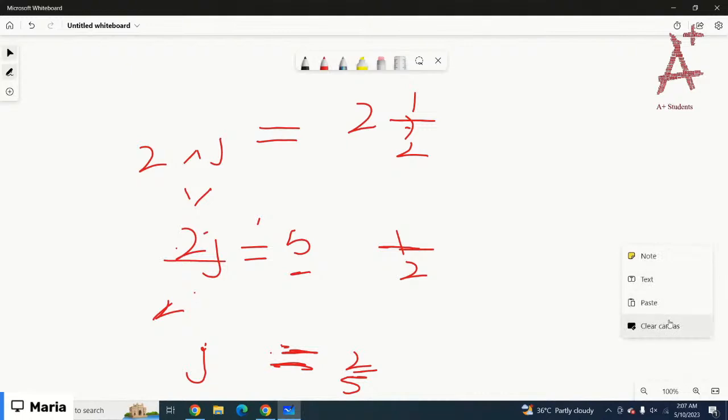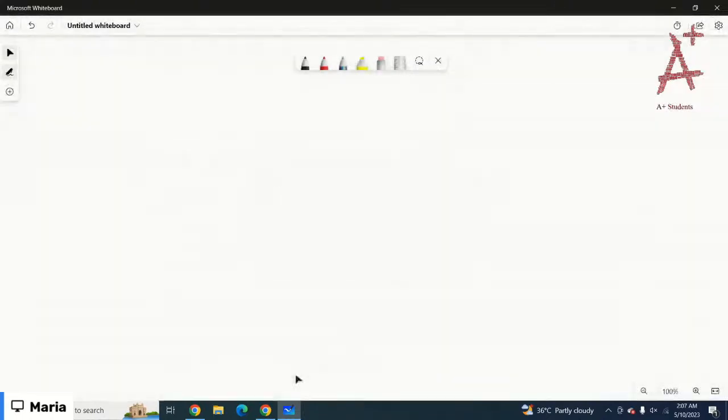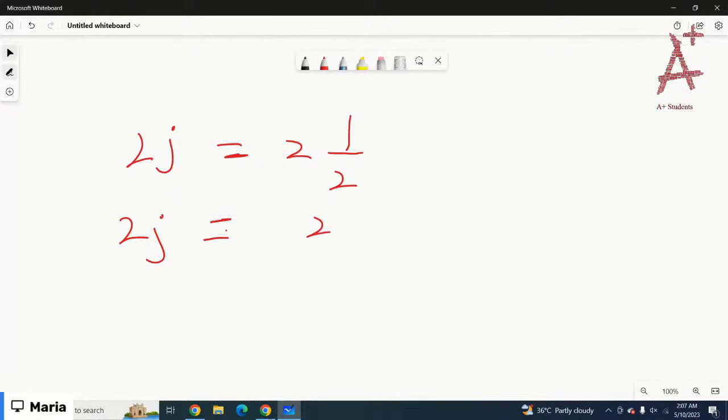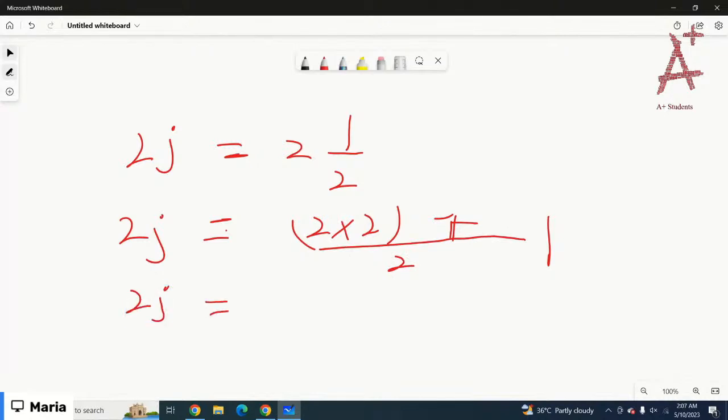Hold on, let me do it again. 2 times j equals 2 whole 1 over 2. So it would be 2j. When you multiply, it would be 2 times 2, and you have to add 1. Sorry, I made a mistake here. And you have to divide it by the 2. So it would be 2j, and 2 times 2 is 4, and 4 plus 1 is 5 over 2.